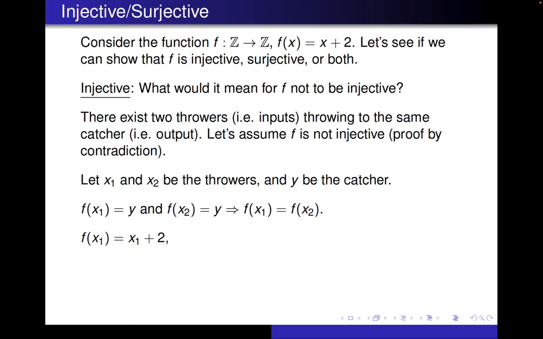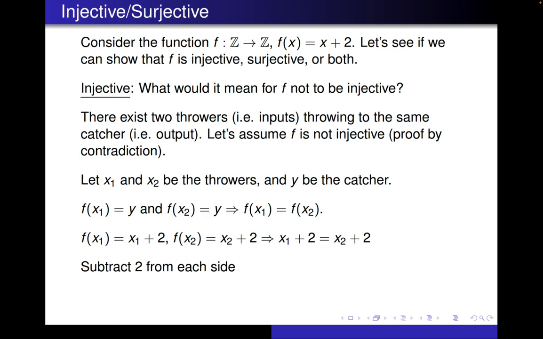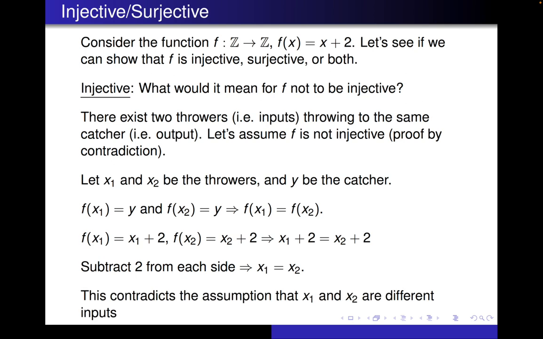Note that f of x1, by definition of the function, f of x is x plus 2, so f of x1 is x1 plus 2. Similarly, f of x2 is x2 plus 2. Since they're equal, that means x1 plus 2 is equal to x2 plus 2. But now we can subtract 2 from each side of that equation, and we get x1 is equal to x2. And that is a problem, or at least a contradiction. It's not a problem for us. It's a problem for Peeves, because this contradicts the assumption that x1 and x2 were different inputs.